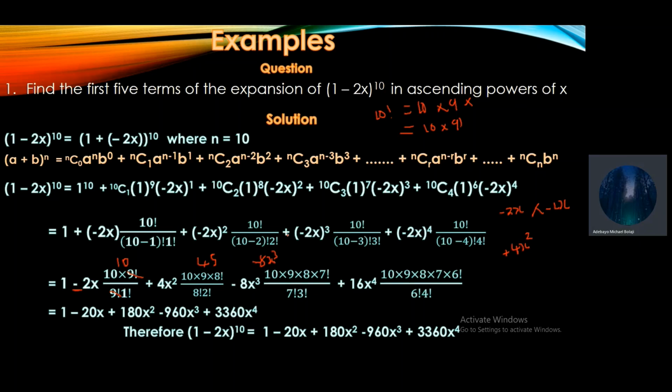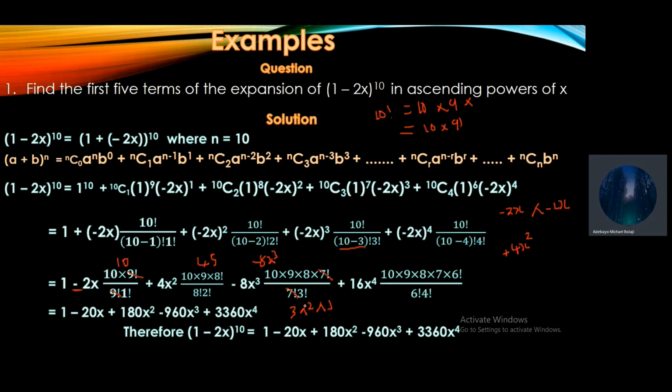and this minus times this plus will give us minus. Do you see? That's what, in this case, we have: minus 8x cubed. Okay, now 10 factorial over 10 minus 3 factorial. 10 minus 3 is what? Is 7 factorial. So we can break this 10 factorial to give 10 times 9 times 8 times 7 factorial. So you see this 7 factorial cancels 7 factorial, whereas 3 factorial will give us 3 times 2 times 1.